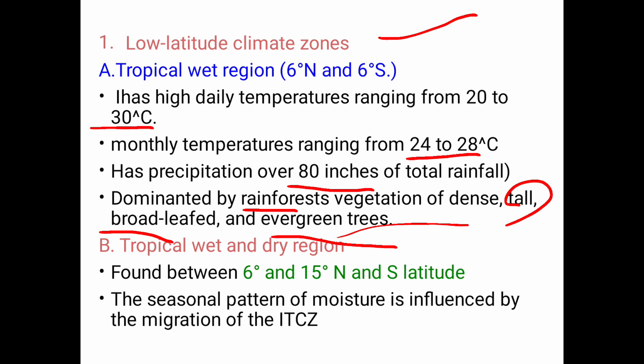climatic region of the low latitude climate zone is the tropical wet and dry region. Geographically, this is located between 6 and 15 degrees north and south latitudes. The seasonal pattern of moisture is influenced by the migration of the ITCZ. Okay, in this region, the migration of the ITCZ is a major factor for seasonal variability of moisture.